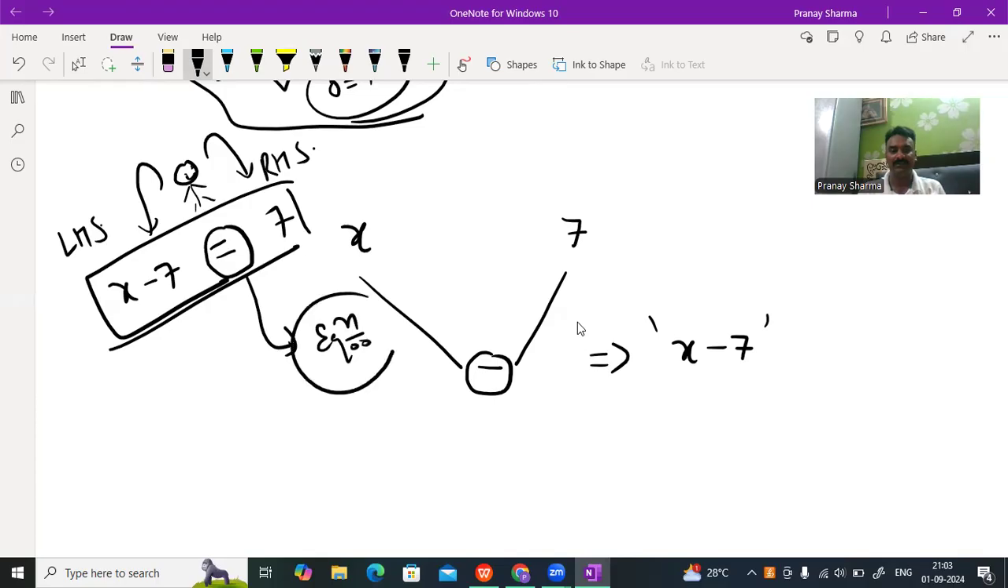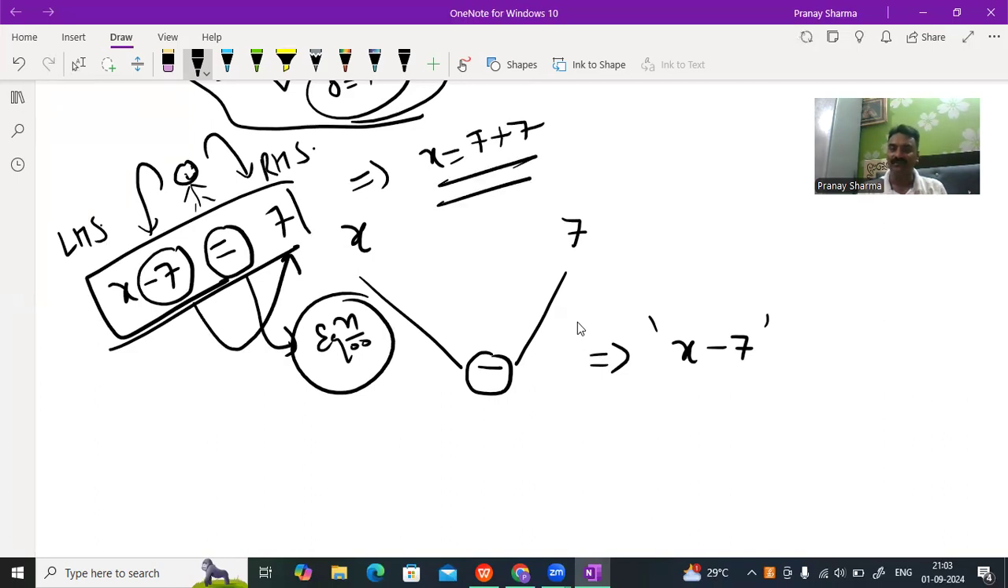I'll be writing equation in this format. When you move to higher grades, you should not be writing the complete word. You should be writing it in short, all right? So x minus 7 equals 7. This is an equation. When you actually solve it, it will give you x as 7 plus 7, because the moment you shift something from LHS to RHS, the sign will get changed. All right, so that is what we have observed here.